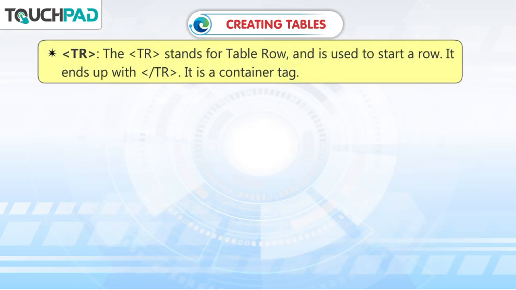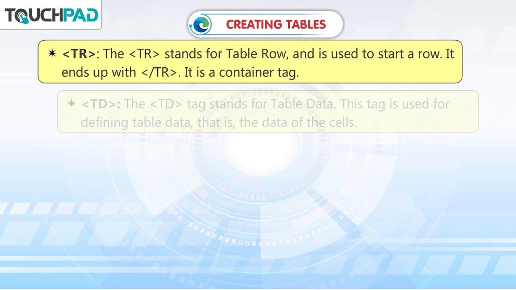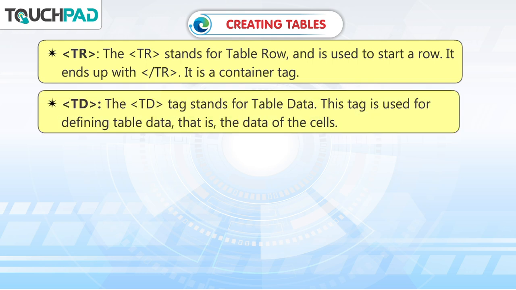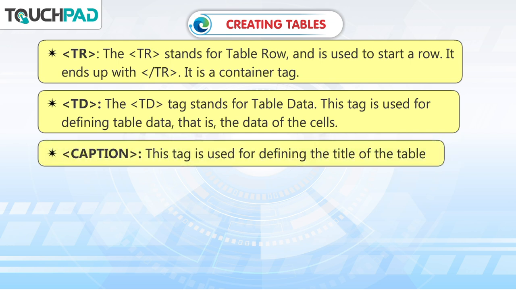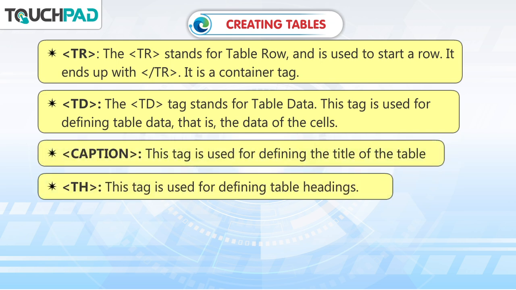TR. The TR stands for table row and is used to start a row. It ends with /tr. It is a container tag. TD. The TD tag stands for table data. This tag is used for defining table data, that is, the data of the cells. Caption. This tag is used for defining the title of the table. TH. This tag is used for defining table headings.